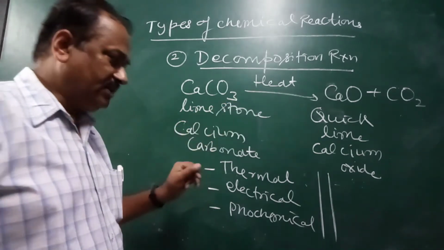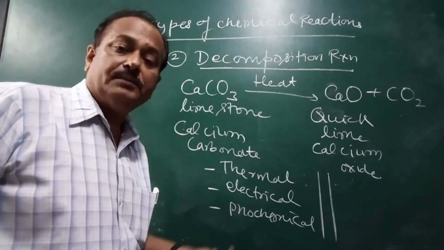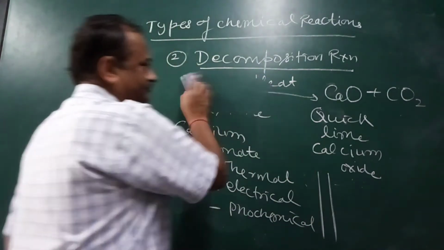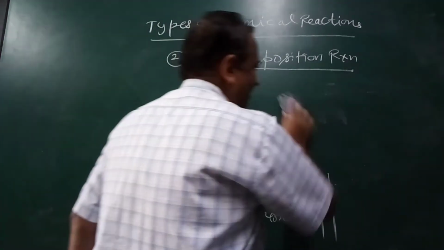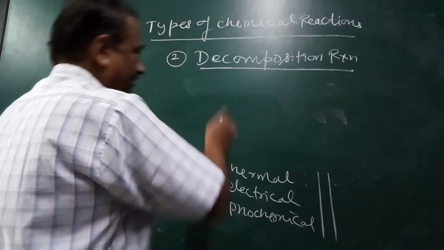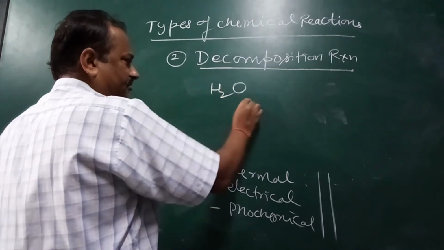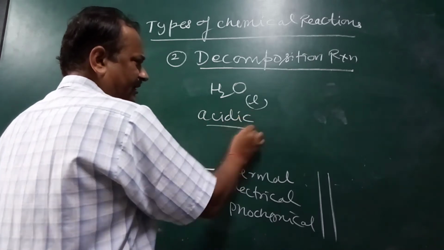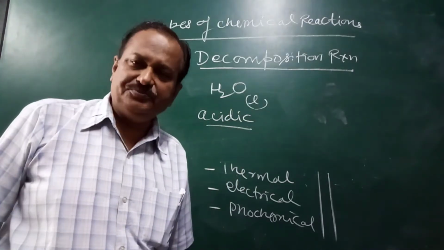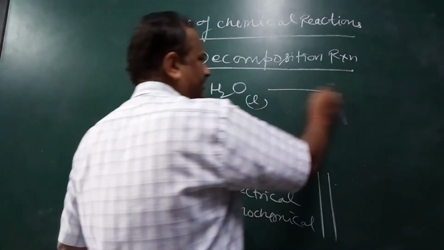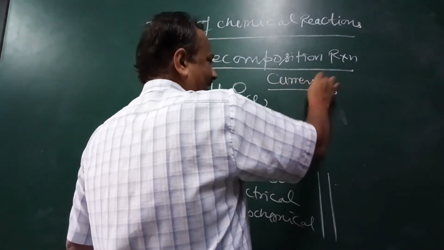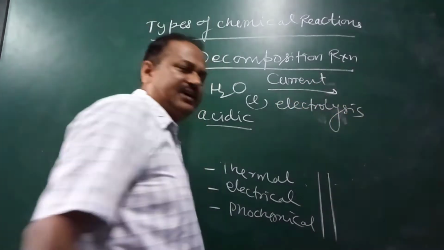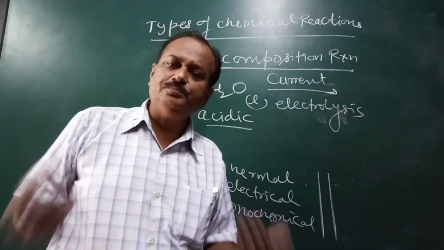So this is thermal decomposition, and electrical decomposition on passing electric current. Like we take water, and it is acidic, meaning a little amount of acid has been added. On passing current, this process is called electrolysis. Electro means current, lysis means to break.